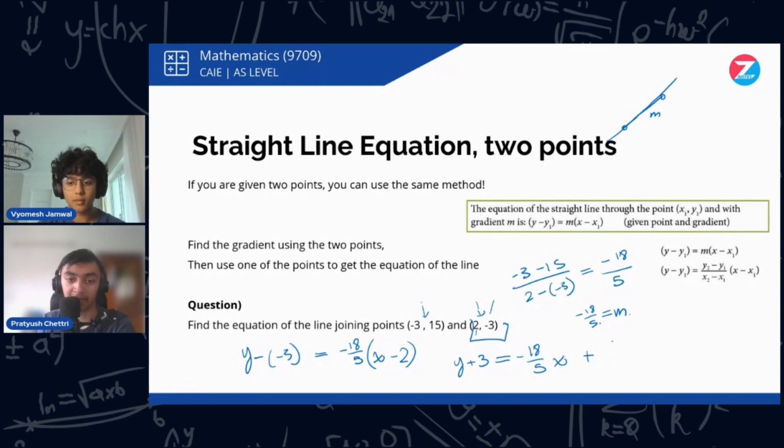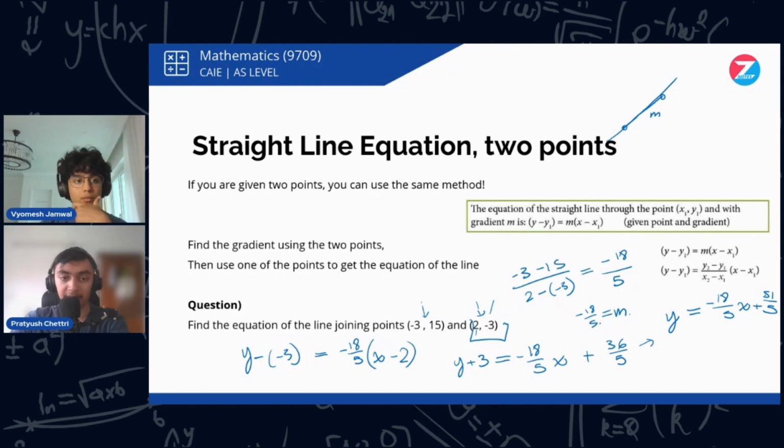That's not going to be 18 over 5. This is going to be 36 over 5. And you can then put that into y equals minus 18 over 5 x plus that times 3 over 5 plus 3. Add 3 to that side. 51 over 5.